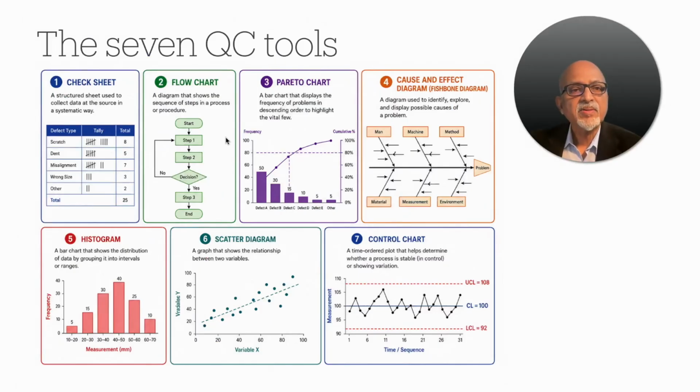So we discussed the check sheet, the flow chart, Pareto chart, cause and effect diagrams, histograms, scatter diagrams, and the control chart. These constitute the 7 QC tools, or the quality control tools. And these are great tools for project managers to really manage projects professionally.